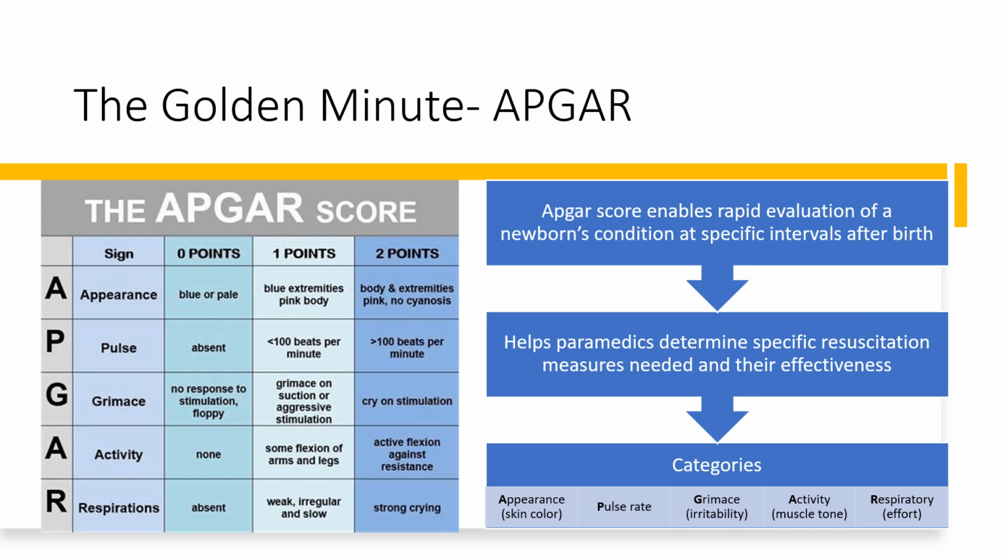We'll talk about appearance. Blue or pale all over, that's a 0. Blue extremities but pink body, 1 point, and that's actually pretty normal. Sometimes they'll stay like this for a couple of days to even a week or so.